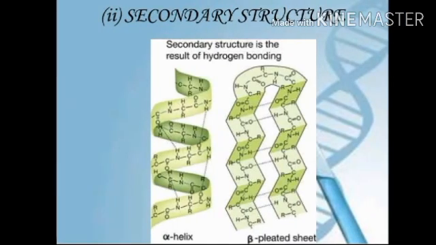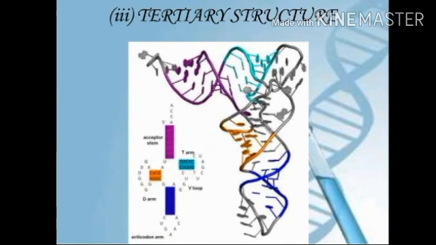When this primary structure is folded upon itself to form a circular structure, then it is called secondary structure. If the secondary structure is in the form of a helix, then it is called the alpha helix. If it forms a plate-like or sheet-like structure, then it is called the beta-pleated sheet. When the secondary structure folds upon itself and forms a globular, spherical protein, then it is called tertiary structure or third level structure.